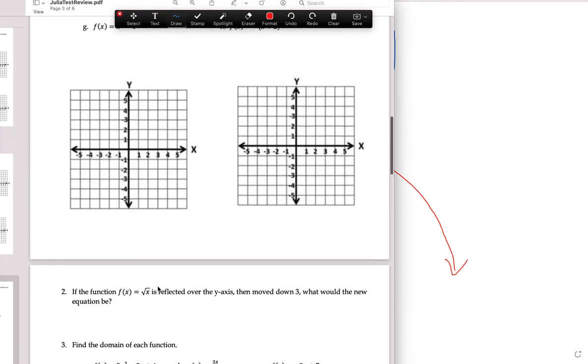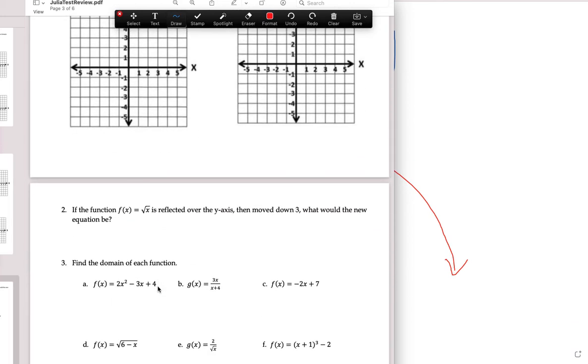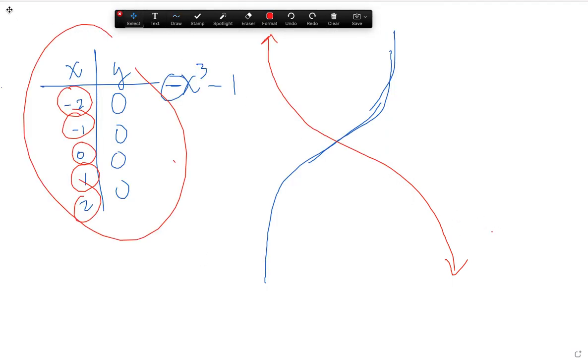Great. All right. So that means we're done with the graphing. So read problem 2. If the function f of x equals the square root of x is reflected over the y-axis, then moved down 3, what would the new equation be? Okay, got it. So you're going to help me with this.